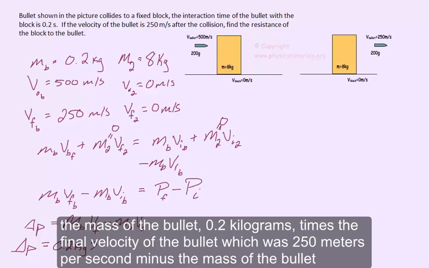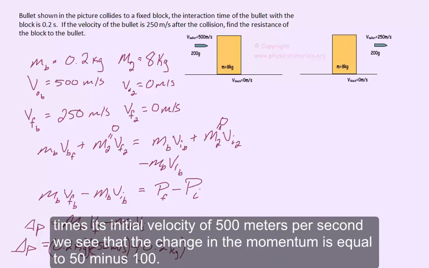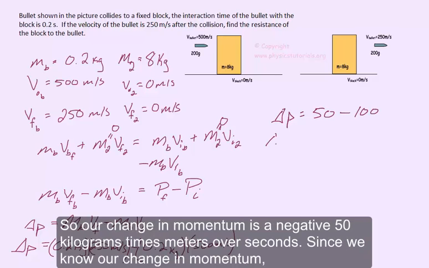If we plug these values in, we'll see the mass of the bullet, 0.2 kilograms, times the final velocity of the bullet, which was 250 meters per second, minus the mass of the bullet times its initial velocity of 500 meters per second. We see that the change in momentum is equal to 50 minus 100. So our change in momentum is negative 50 kilograms times meters per second.